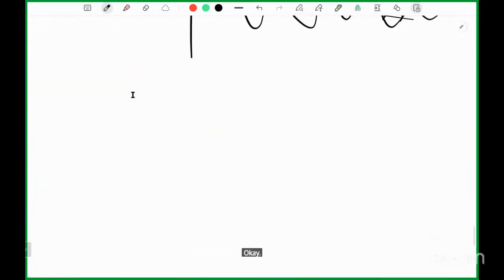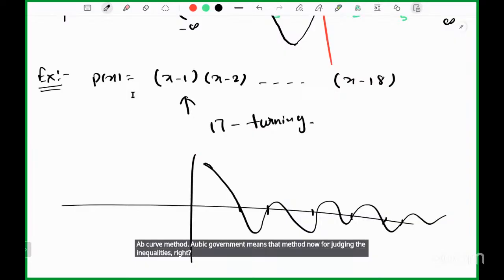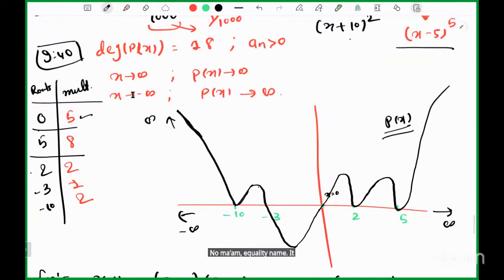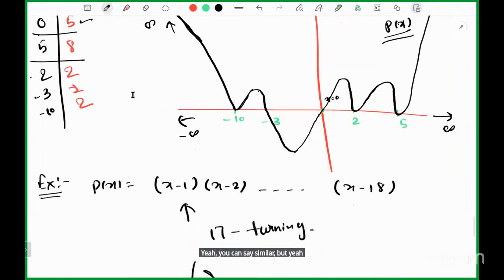Ma'am, is multiplicity similar to the AB curve method? AB curve method means that method for judging the inequalities, right? Yes. Inequalities, yeah. Yes, you can say similar, almost similar.